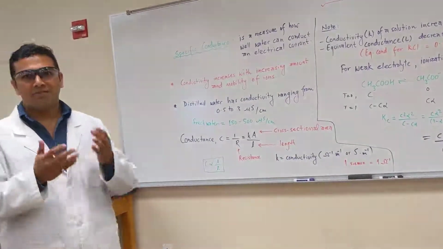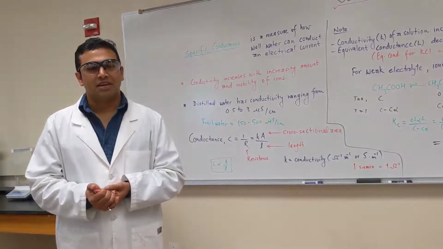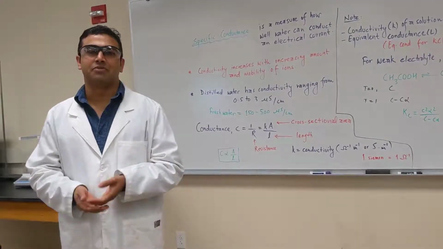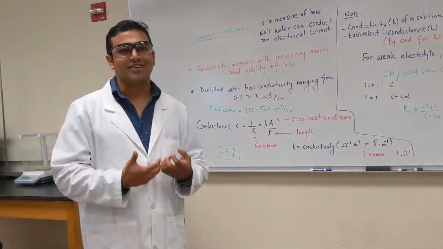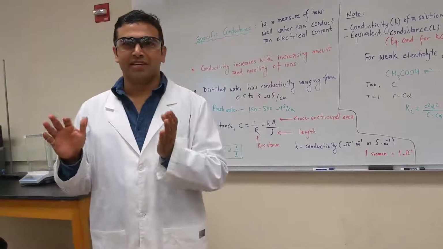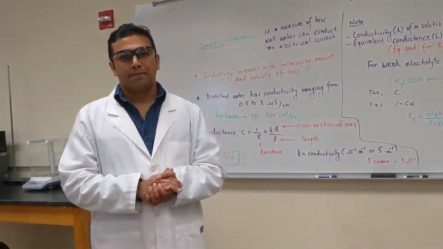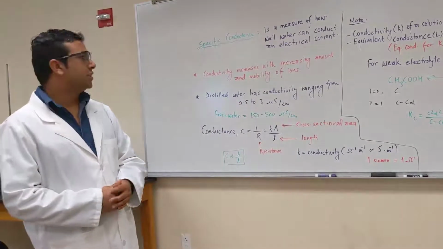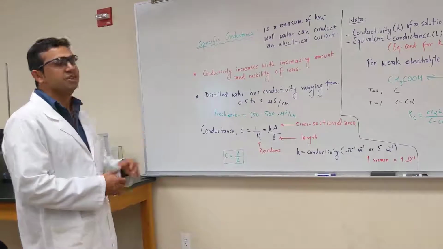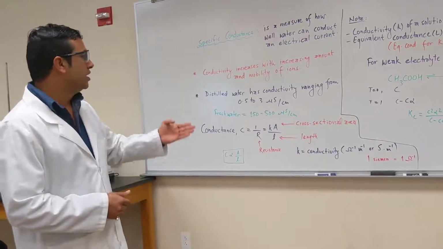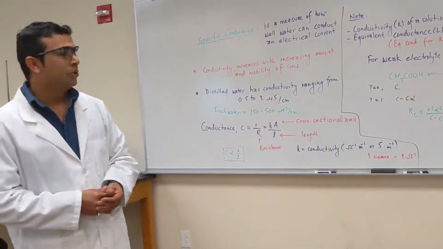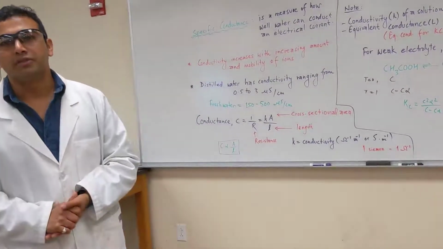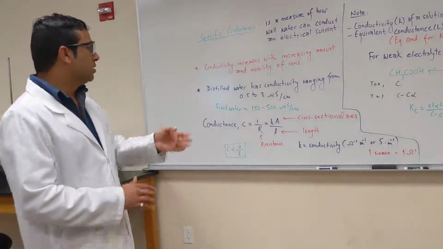So you might have guessed what would be the conductivity of the distilled water and what would be the conductivity of the fresh water. As we say, distilled water is rid of the ions, so of course the conductivity is very, very low. The conductivity of the distilled water ranges from 0.5 to 3 microsiemens per centimeter, whereas the conductivity of the fresh water is usually from 150 to 500 microsiemens per centimeter.